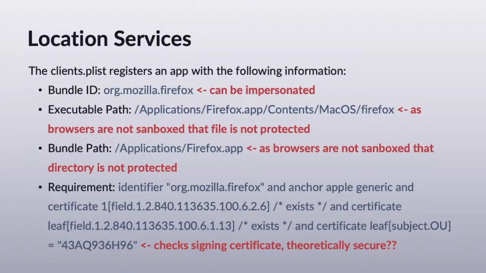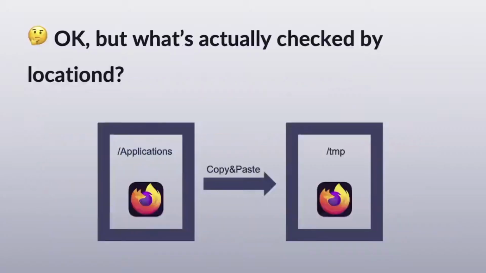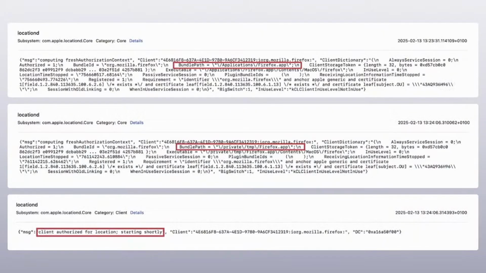So let's do an experiment. Let's take this Firefox, copy and paste it to a temporary directory, and let's launch them at the same time, and we'll see what's going to happen in the logs. So we have locationd. Because of the Firefox I launched, I wanted it to get the location access, of course. So locationd is making the decision on whether to grant access or not.